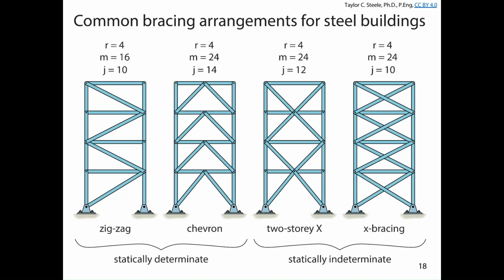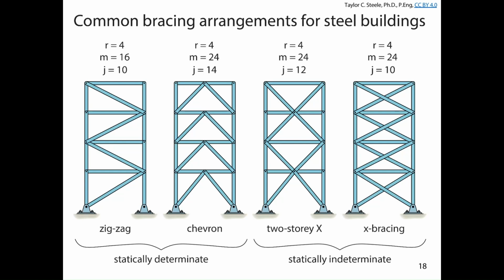So zigzag would be an example of something that's statically determinate. And that kind of makes sense because we've already solved similar systems using method of joints and method of sections. That means we can just use equilibrium to solve the problem. You can do method of sections. You've got three unknown member forces and three equations of equilibrium.